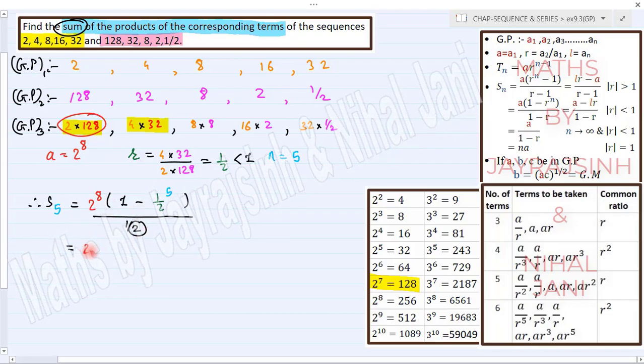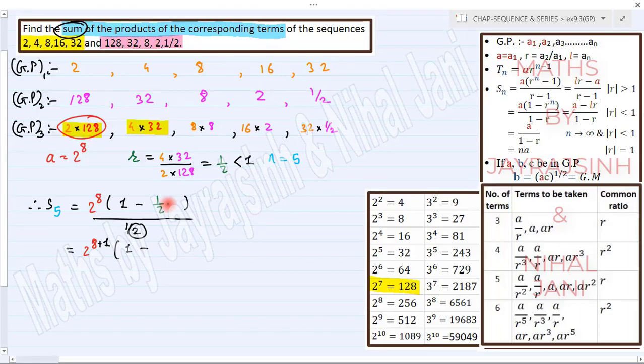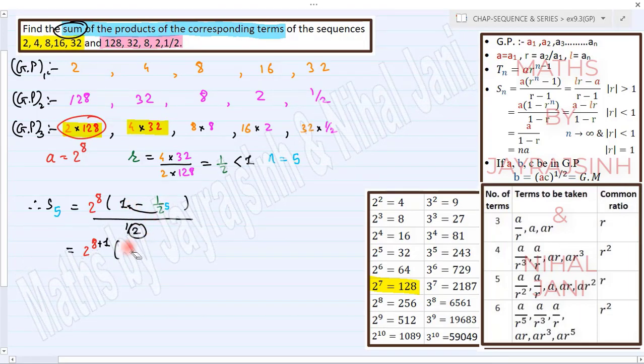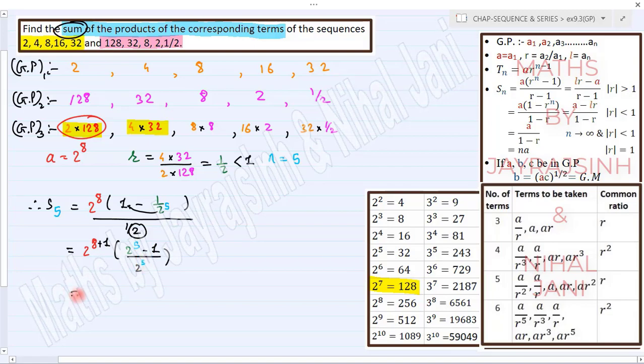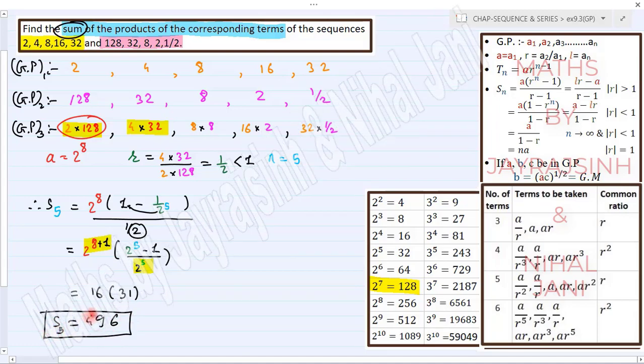You will get 2 raised to 8 plus 1, and 1 minus, we have to take the LCM of 2 raised to 5, so it will multiply with 1, will give us 2 raised to 5 minus 1 upon 2 raised to 5. So we will get 2 raised to 4, which is 16 into 31, will give us 496 as your final answer. Ta-da!